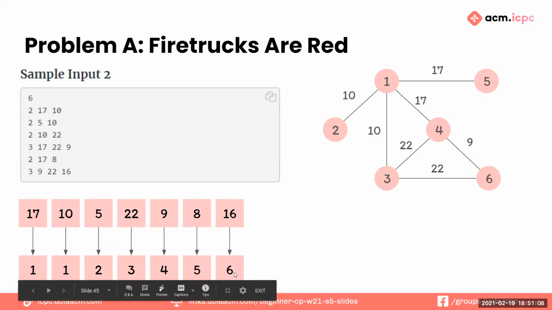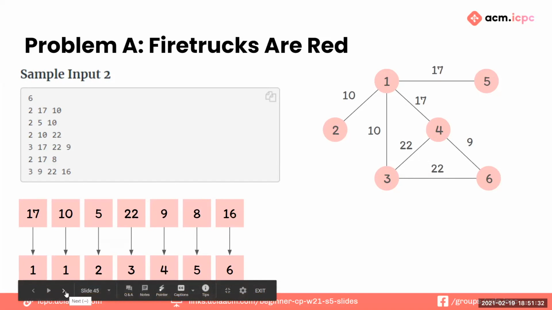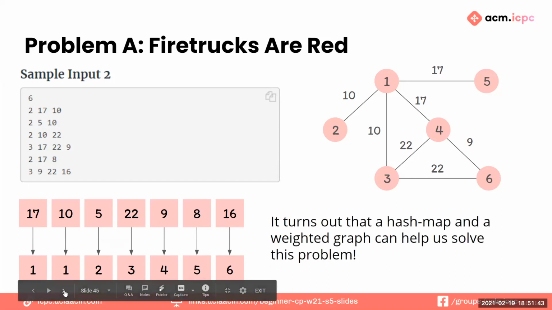Does anyone know? Does this data structure look familiar at all? It's not necessarily an array, right? Because you index 17 into 1, but these numbers aren't actually in order. So what exactly could this be? Turns out it's a hash map, the thing that I talked about earlier. And so we used a hash map and a graph to get our relation. So it turns out that a hash map and a weighted graph might just be able to help us solve this problem.